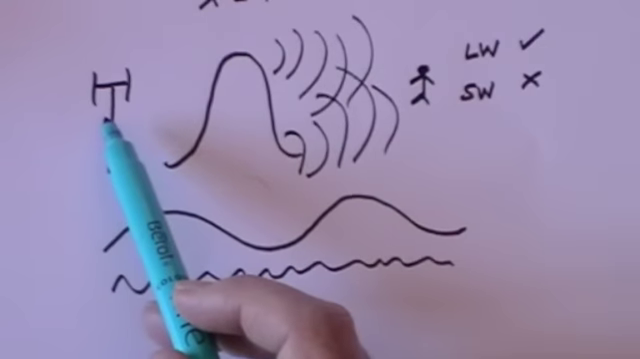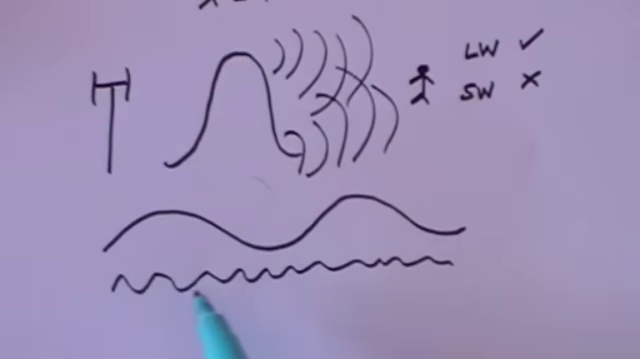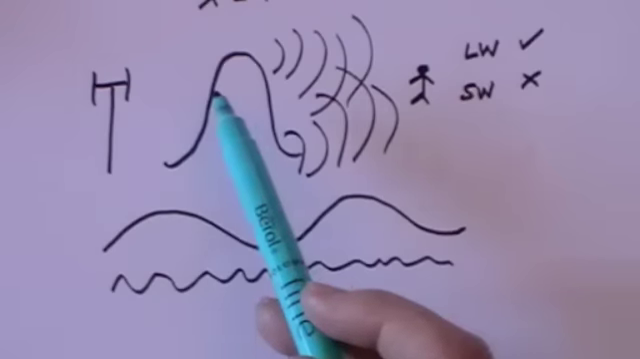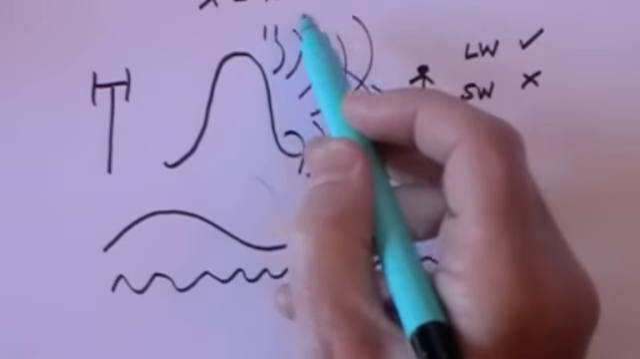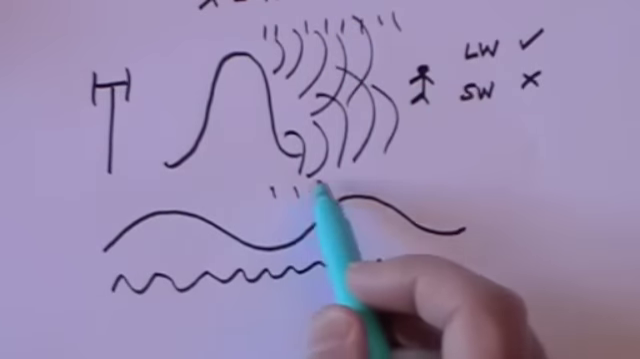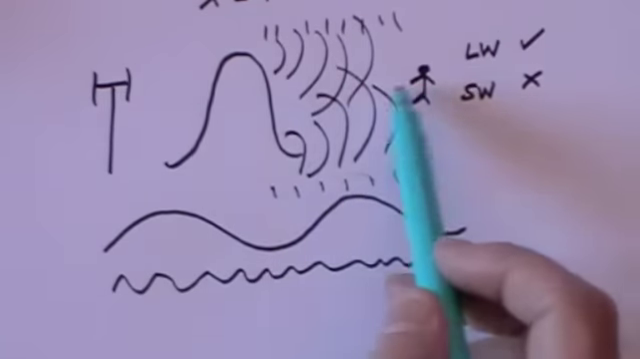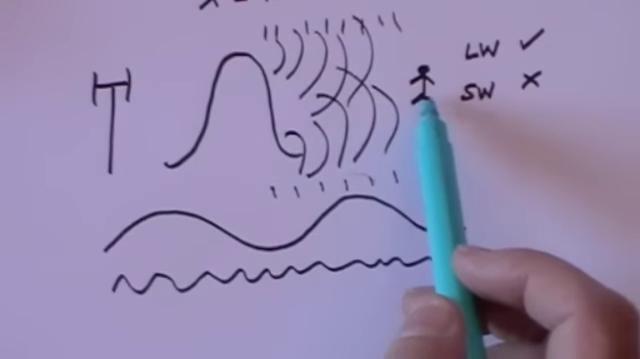Whereas if you've got a wavelength that is very, very much smaller, as in the case of short wave, than the mountain, then effectively those waves do not diffract. And there is a kind of a radio shadow caused by the mountain, and consequently you can't pick up the short waves.